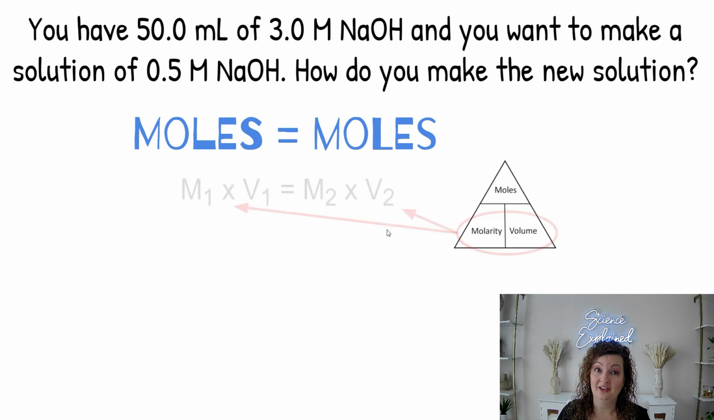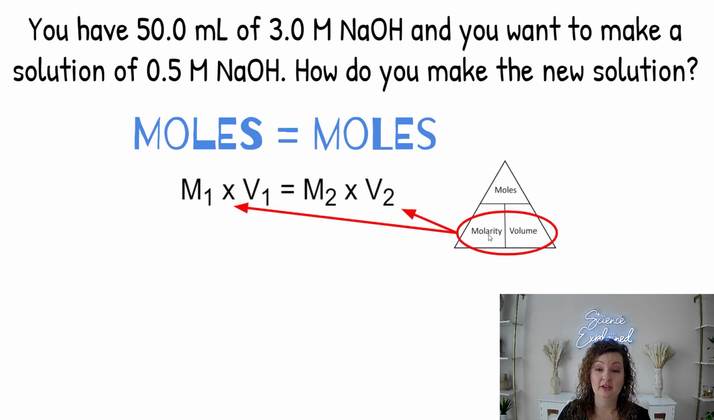And we should know by now that a mole equals molarity times volume. If you want to use the basic equation instead of the triangle, go for it. It's the same exact math. So you're just going to replace the moles with molarity times volume of your stock solution, and that will equal the molarity times the volume of your diluted solution. So let's go ahead, plug in these numbers and see what we get.